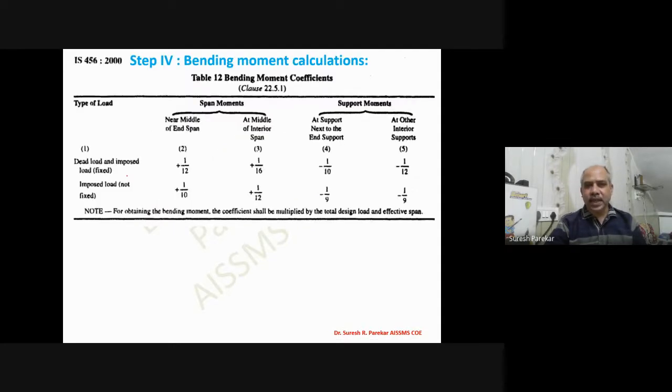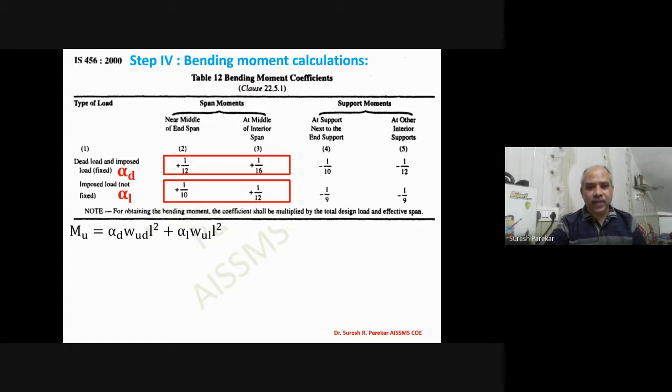Now as we are using the IS code method, for bending moment we are going to use the bending moment coefficients that are given in Table 12. So you can see this Table 12 where we have bending moment coefficients. Now we have alpha D, that is 1 by 12, 1 by 16, that is for span moment for dead load, and for live load we have 1 by 12 and 1 by 10 and 1 by 12. Now we have the formula Mu equals alpha D WD L square plus alpha L WL L square. Now WUD we have seen is 7.88 per meter, WUL we have 6 kilonewton per meter square.